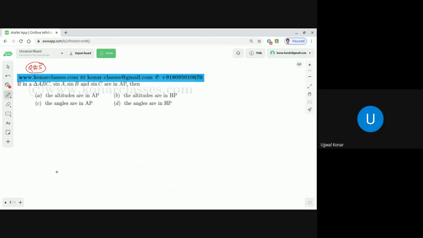Option A, the altitudes are in AP. Option B, the altitudes are in HP, that is harmonic progression. Option C, the angles are in AP, arithmetic progression. And option D, the angles are in HP, harmonic progression. So how do we proceed with this kind of question? Let's see it.